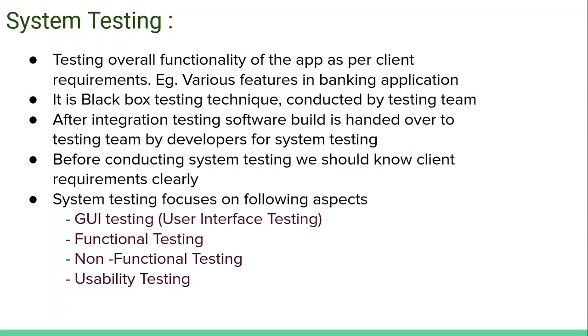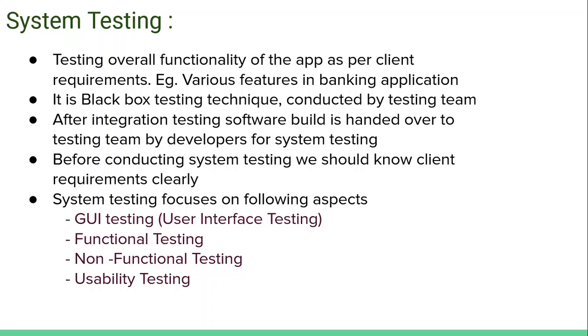Mainly, system testing is nothing but overall testing of the functionalities. Whatever features are there in that specific application, those developed by the developer, need to be tested in system testing. And system testing mainly focuses on the following aspects of the application. First one is GUI testing, that is graphical user interface testing. That is also known as UI testing, user interface testing. User interface is nothing but how the software application will look to the end user, how the web elements will look, how the UI will be.